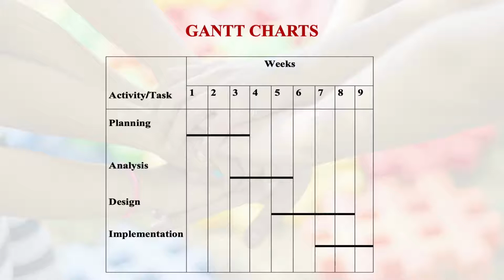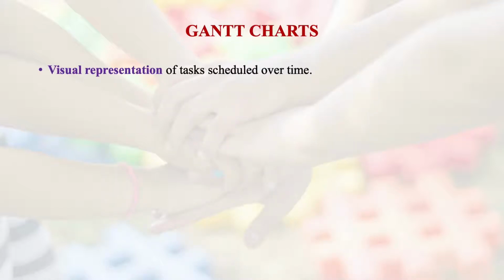If we sum up all these activities, it is around 13 weeks, but the overall project is to be completed in 9 weeks. So a Gantt chart is basically giving you the scheduled activities of a particular project. So what is a Gantt chart? As you have seen, it's a visual representation of tasks scheduled over time.